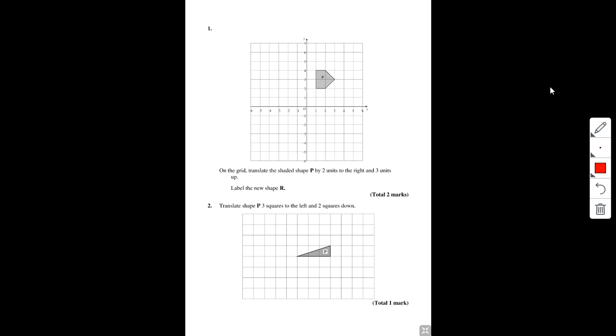Do the question. Yes, you have to do this question. So questions 1 and 2.